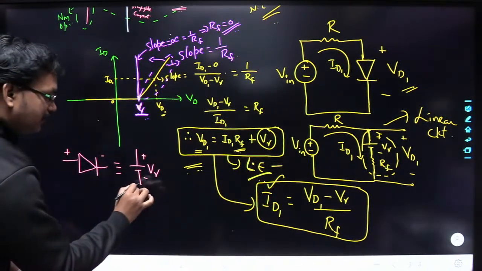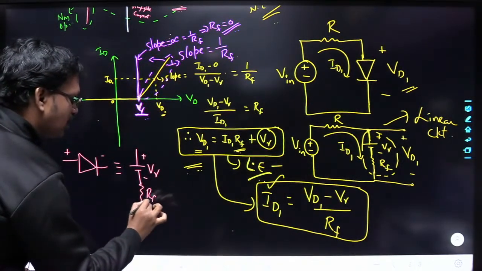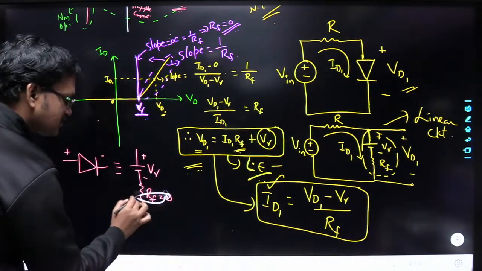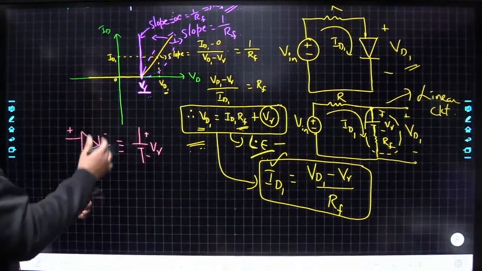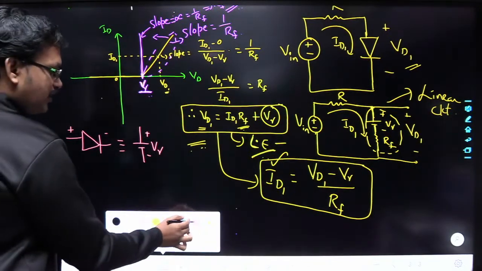Why are you having RF here, yes or no? So here RF is equal to what? RF is equal to 0. So there is no need to represent RF here, so RF will become 0, right? This model is called the constant voltage model.